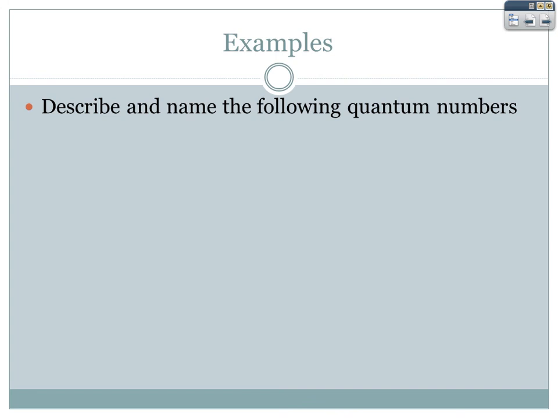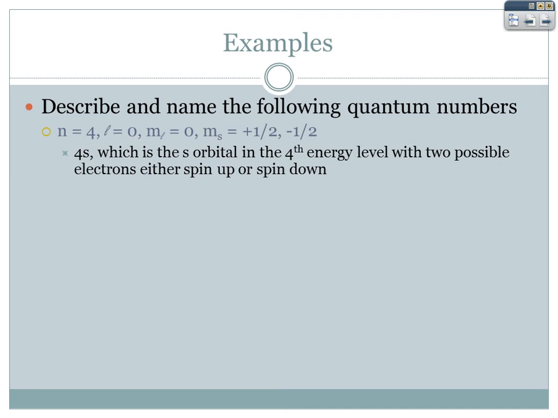I could also ask you to describe and name the following quantum numbers. So if I asked you to describe n equals 4, L equals 0, m sub L equals 0, and m sub s is equal to ±0.5, I would tell you that that was an orbital in the 4th energy level, that it was the s sublevel, which means that its angular momentum, it only has one orbital, one s orbital, so the m sub L equals 0, and that in that orbital it can have 2 electrons of either a spin 1/2 or spin -1/2. So it's a 4s orbital, which is the s orbital in the 4th energy level with 2 possible electrons, either spin up or spin down.